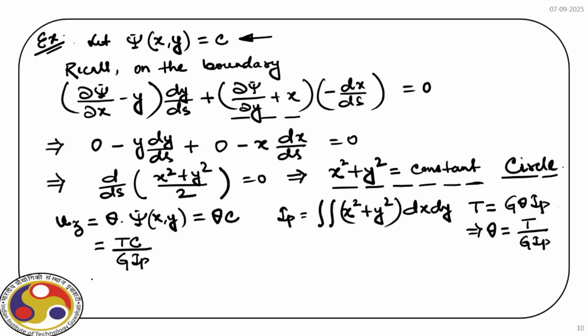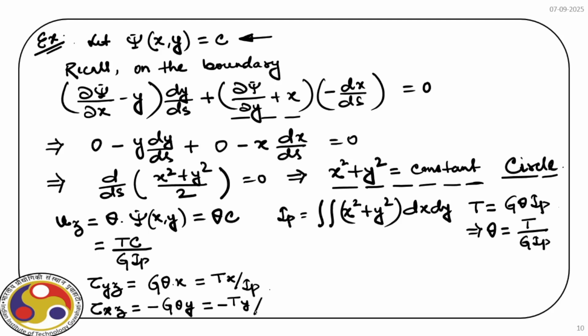Okay, now let us find out the stress. Tau of yz is equal to G theta times x. So what we get here is Tx divided by IP. Similarly, tau xz is equal to minus G theta y, right? And for that we have minus Ty divided by IP.